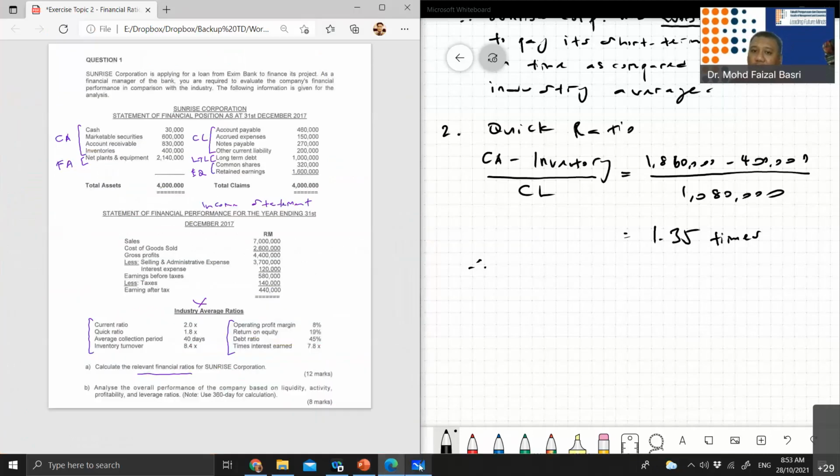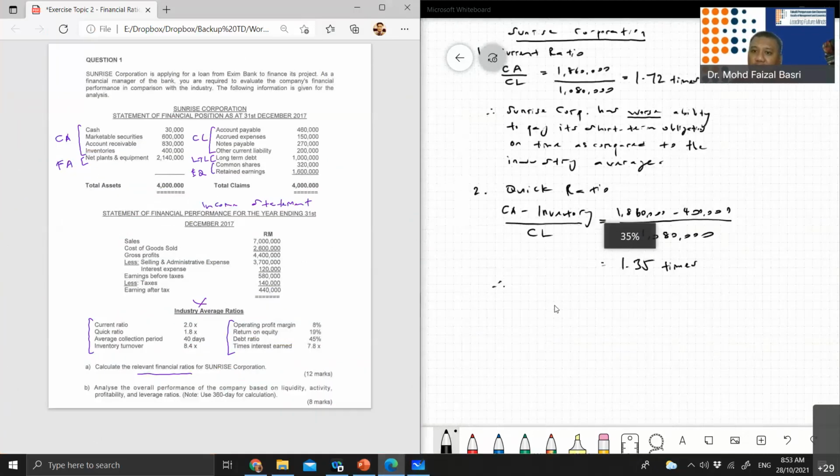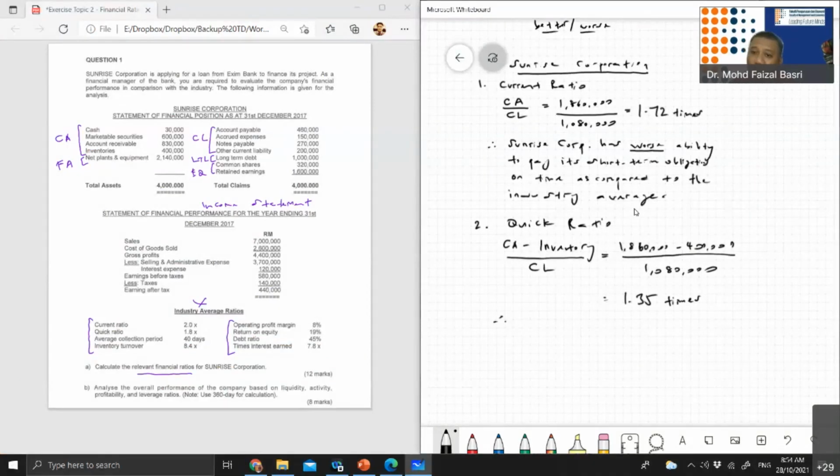Technically, if you see the performance, the companies are liquid enough. Both are more than 1. But comparatively, against the industry players, they are left behind a bit in terms of liquidity. So that's how you comment. You can write: Sunrise Corporation has, again, worse ability to pay short-term obligations on time without relying on inventories as compared to the industry average. So that's how you write the comment.